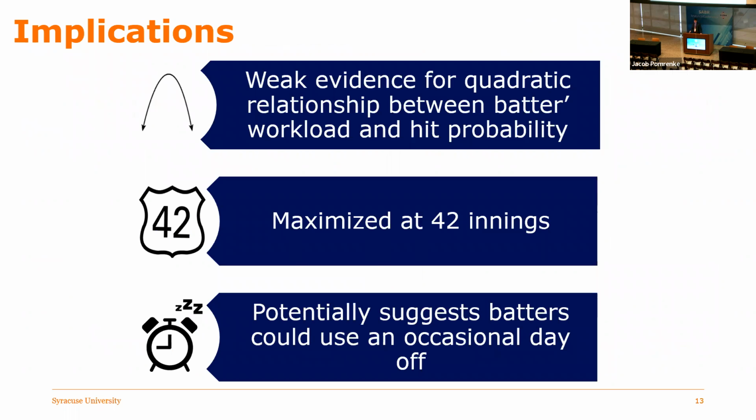So as I just discussed, the hit probability model has weak evidence for the relationship between batter workload and hit probability. And this gets maximized at about 42 innings played, which potentially suggests that batters could use an occasional off day. But even though all the results were fairly insignificant, I don't think this suggests that fatigue isn't important. I just don't think it's being necessarily quantified in the right way.